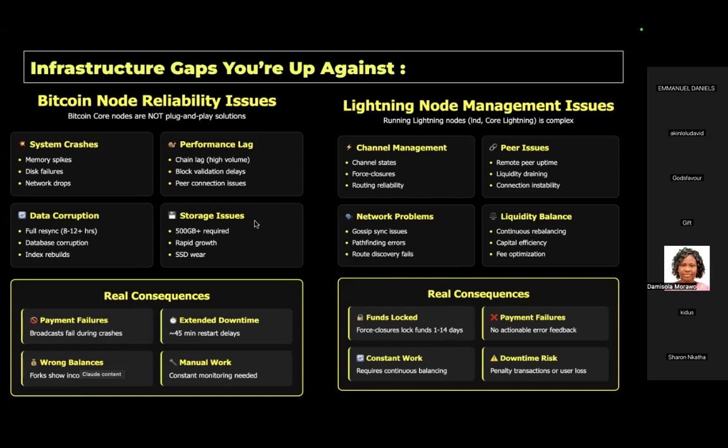Then for Lightning node management, say you are running Lightning nodes, there might be liquidity issues when it comes to channels, which means it's not going to work anyway. There might be peer issues. There might be connection instability. As I said, liquidity issues, fee optimization, continuous rebalancing. There might be network problems where you're not able to gossip. And then there might be route discovery failures. So there are different infrastructural gaps you are just up against.